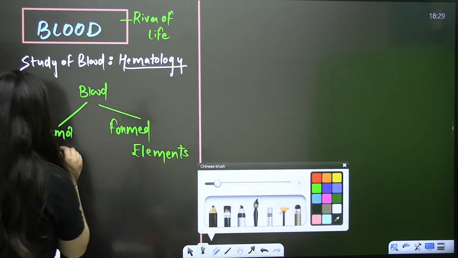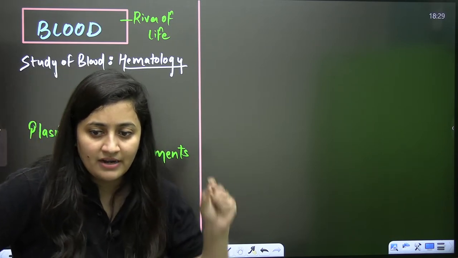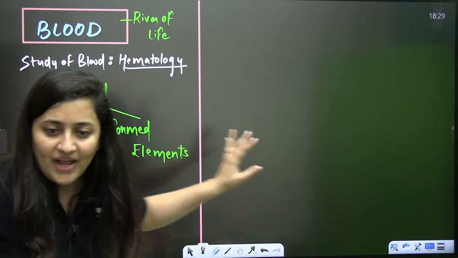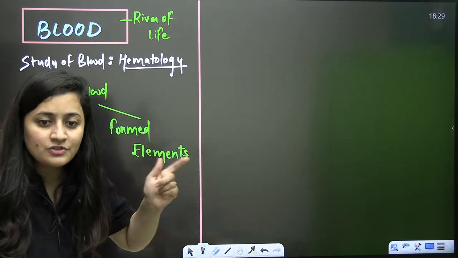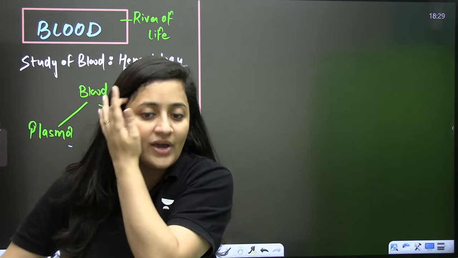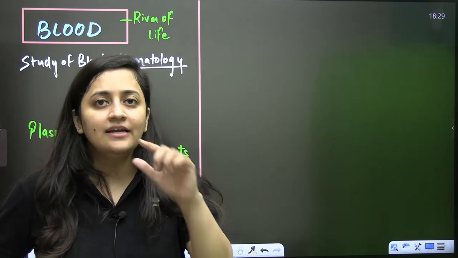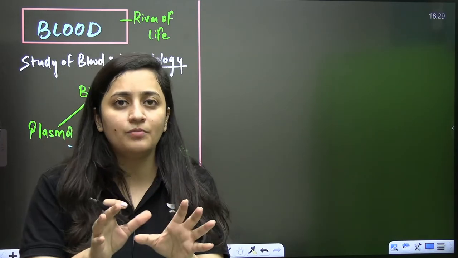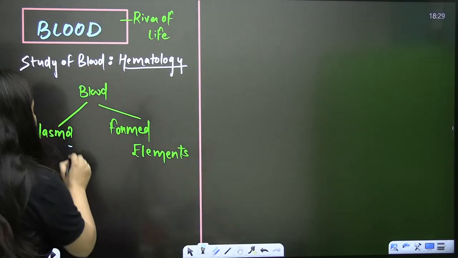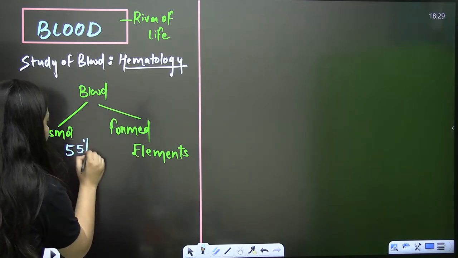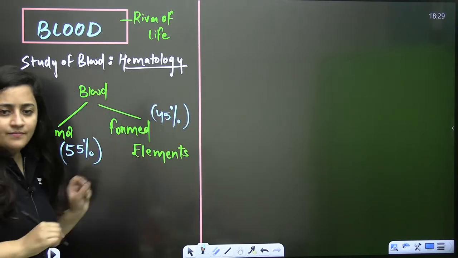So when it comes to the plasma, is plasma making 55% of the blood or 45% of the blood? This is a direct line from NCERT. Don't get confused, everyone. Please quickly answer the question in the chat section. I want to see that energy. Today, you are not here just to listen to me. Whatever I'm asking, please try to answer it here. Exactly. So it is 55%. Plasma is 55% of the blood, and formed elements make 45% of the blood.